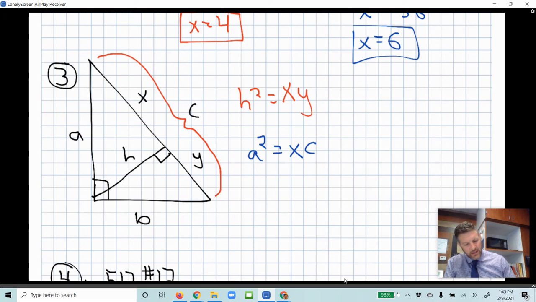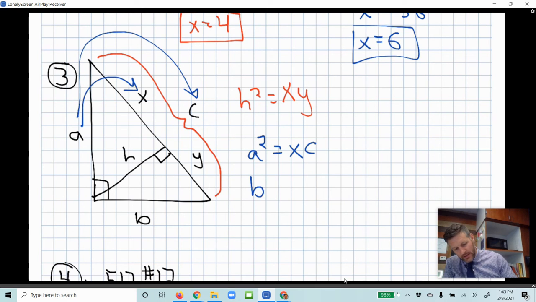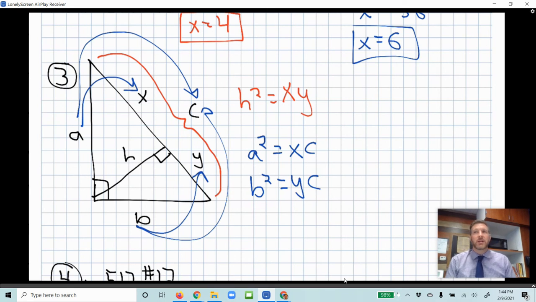The way to remember that is both of these have to do with the legs of the larger triangle. A always is related to the x, which is closest to it, and then the entire c. The other corollary is b squared, and b will always correspond to the y and then the larger side. So b squared is equal to yc. We're going to use these in number 4, and you'll see how the different sides of the divided triangle can be found using the geometric mean.